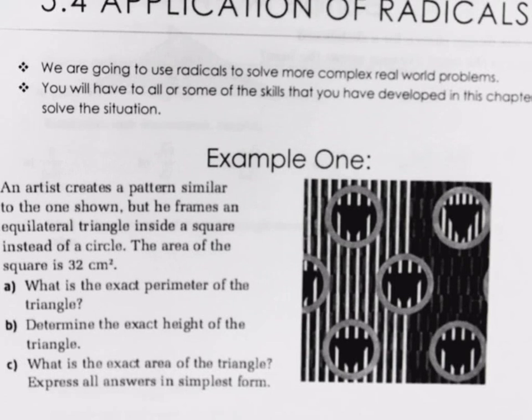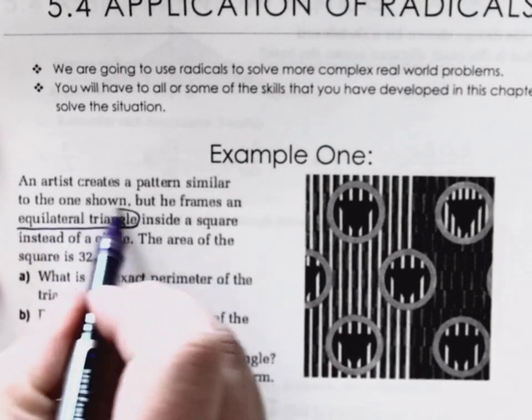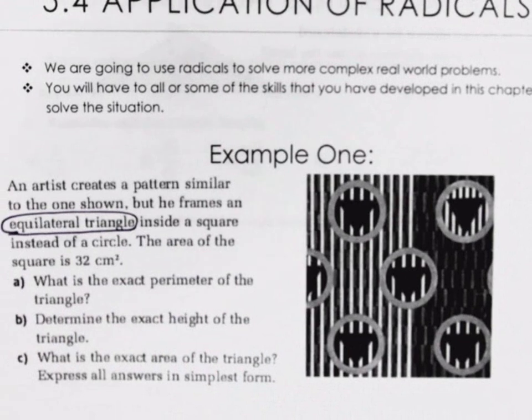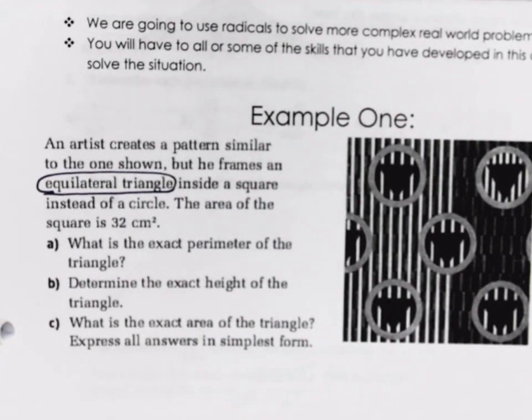So an artist creates a pattern similar to the one shown, but he frames the equilateral triangle. What do we know about equilateral triangles? All the sides are the same length. What do we know about the angles inside of equilateral triangles? You're right that they're all the same. And what would it be? 60, because they all add up to 180, and if they're all the same, then we just take 180 and divide it by 3. So we know lots of stuff already about equilateral triangles.